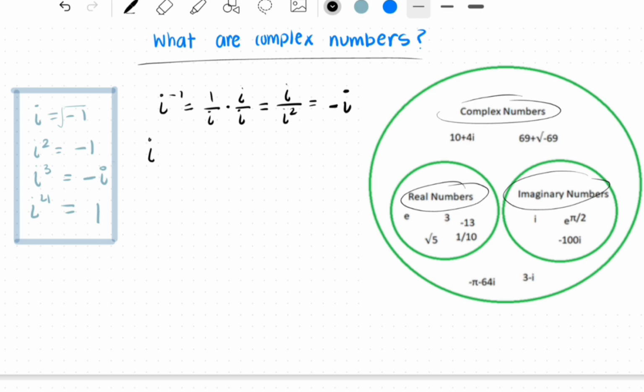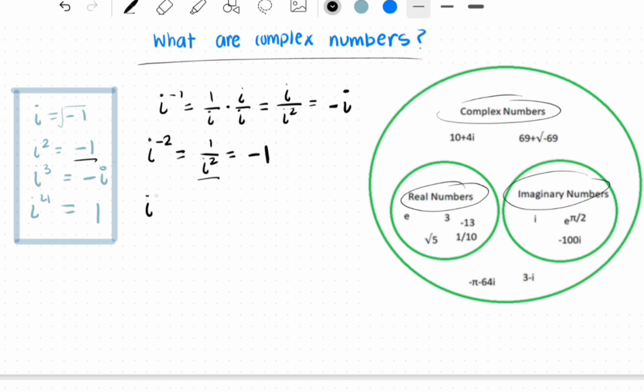Next, let's find i to the power of -2. i to the power of -2 is 1 over i squared. We know that i squared is just -1. 1 over -1 is -1. So i to the power of -2 is -1.